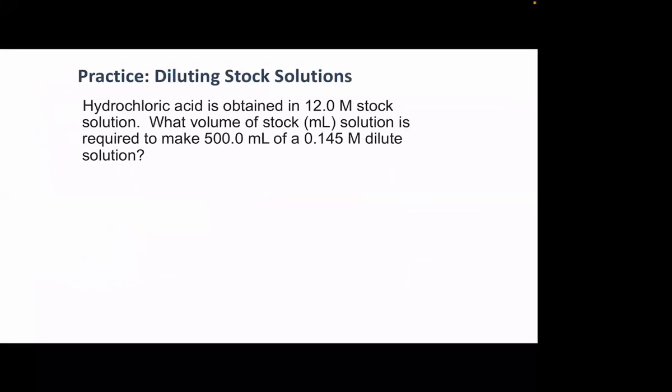All right, here's another example. Hydrochloric acid is typically transported in coated bottles, so if they break, they're protected, because this stuff's really concentrated and dangerous. 12 molar, it's really strong, okay? Spill that on you, you've got problems. What volume of this stock solution is required to make 500 mils of a 0.145 molar dilute solution? Go ahead and do that real quickly, see what you get.